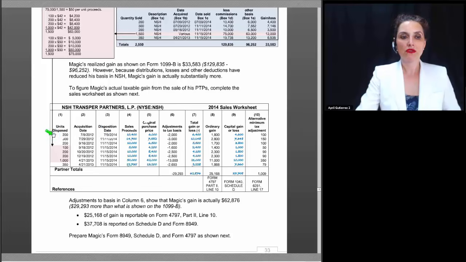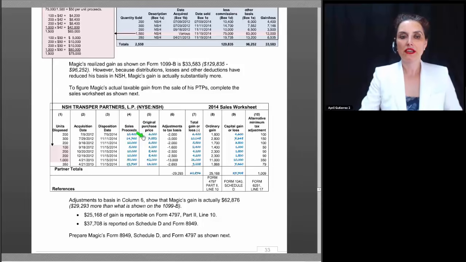So the first one shows 200 units. I'm going to find the corresponding transaction, which is right here, and I'm going to pull the proceeds less commission of $10,400 and stick it down on the worksheet. The next stage is to go up and find the cost basis of $6,000, put it on the worksheet. Those are the numbers I manually enter, and I do it for each and every transaction.